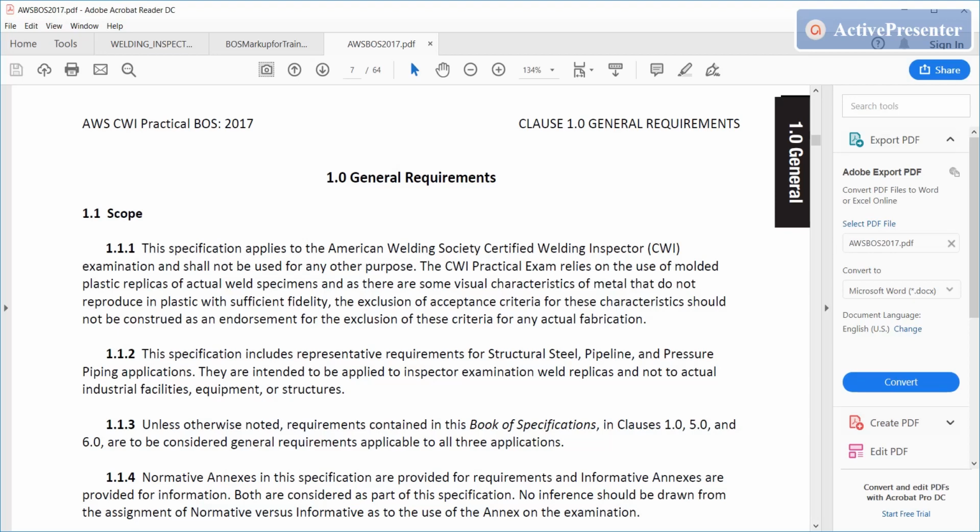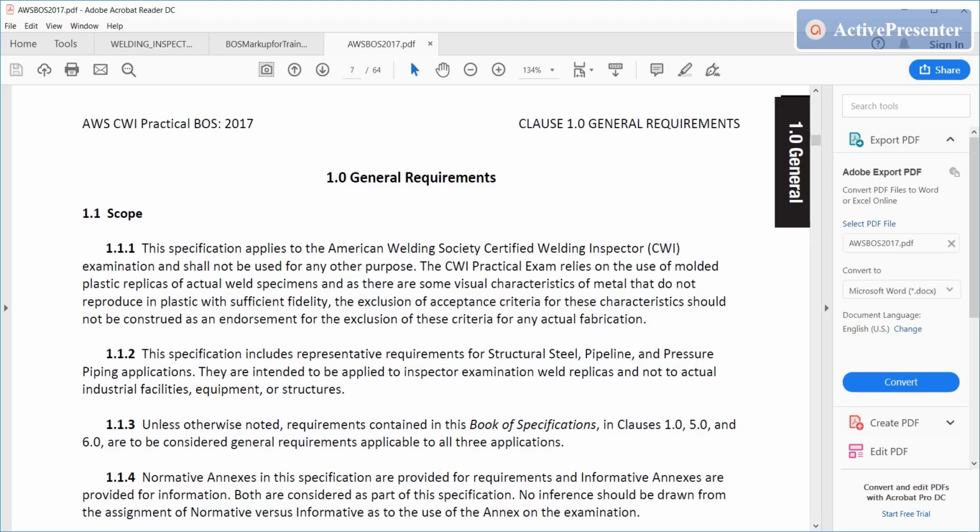Paragraph 112, specification includes representative requirements for structural steel, pipeline, and pressure piping. So this is a situation where this code book covers three separate applications. Now in real life, of course, structural steel is going to be AWS D1.1. The pipeline stuff, besides some other specifications, is typically thought of as API 1104. And pressure piping, B31 codes, B31.1, B31.3 are the most common, but there are quite a few others. So this is intended for use for the weld inspector examination and not for anything in real life.